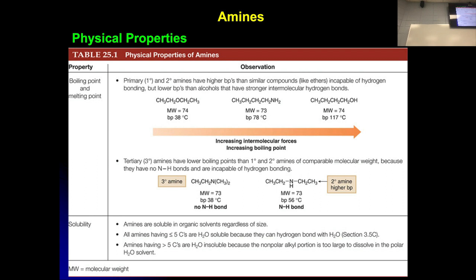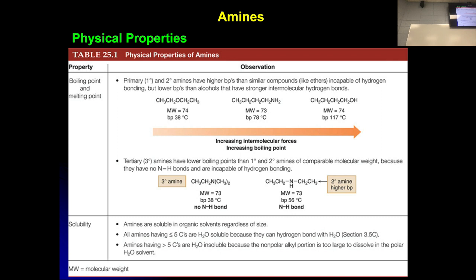We've already talked a little bit about the 5-carbon rule, so we won't focus too much on that. What you'll notice is that amines have intermediate boiling points when you compare them to alcohols. They typically boil a little less than alcohols. Alcohols typically have higher boiling points, even though the molecular weight of these molecules is kind of the same. They both weigh around 73, 74. But you'll notice that the alcohol boils at 117 degrees. The boiling point of the amine is 78 degrees.